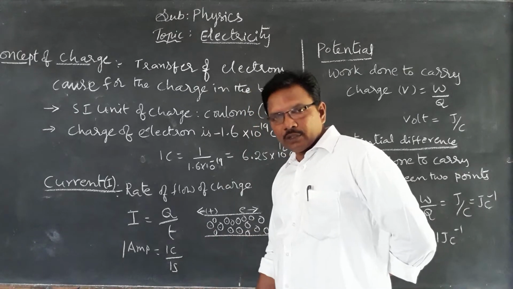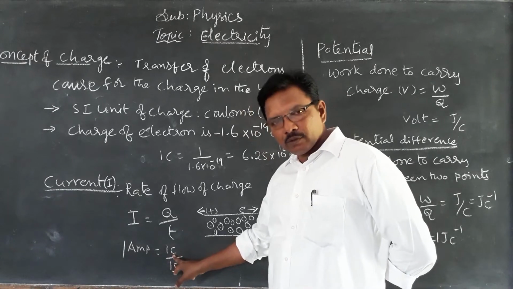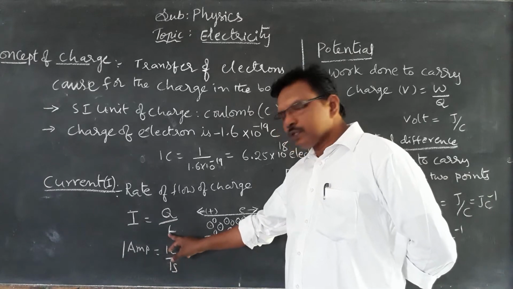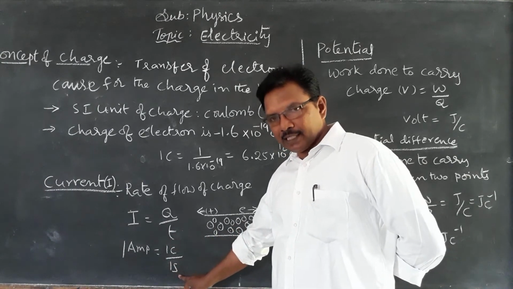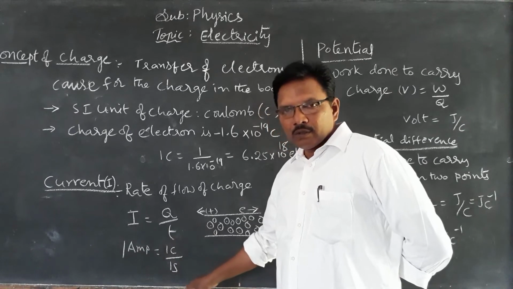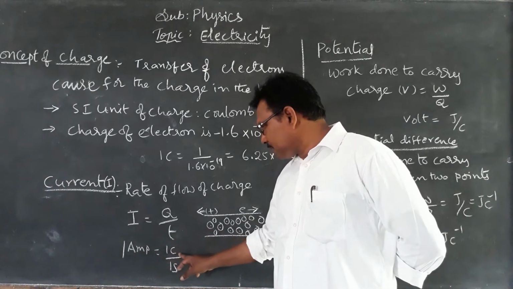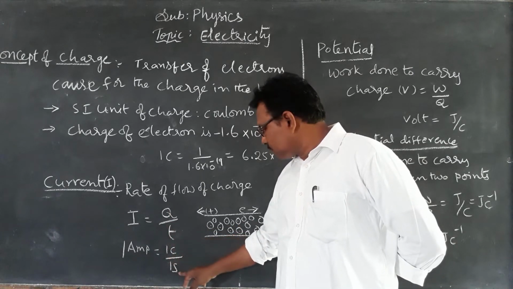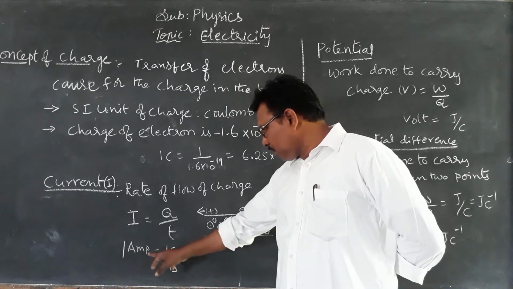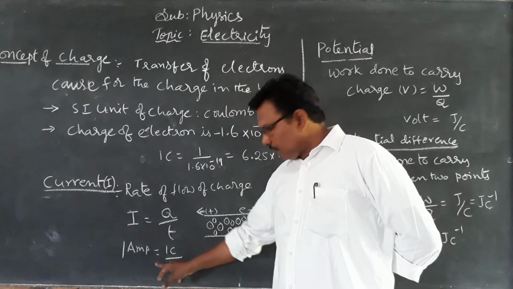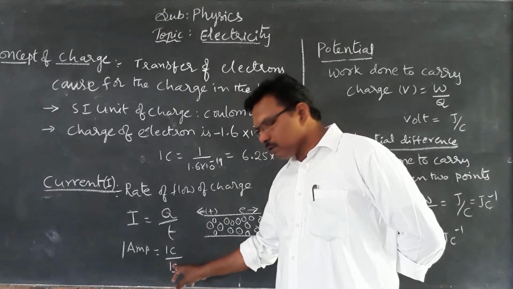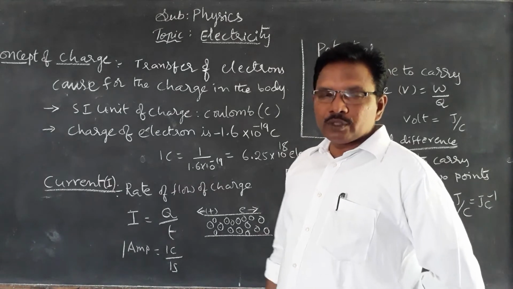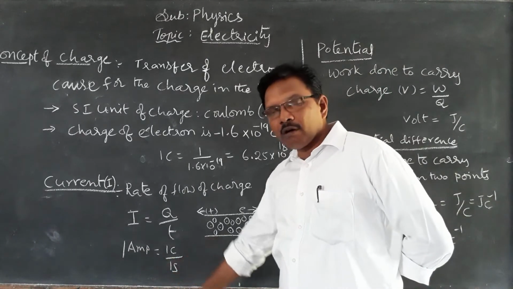Now, the unit of charge is coulombs. The symbol is Q, but the units are coulombs. The unit of time is seconds. These are the SI units: amperes for current, coulombs for charge, seconds for time. So 1 ampere is equal to 1 coulomb of charge flowing for 1 second. 1 coulomb of charge flowing for 1 second is called 1 ampere of current.